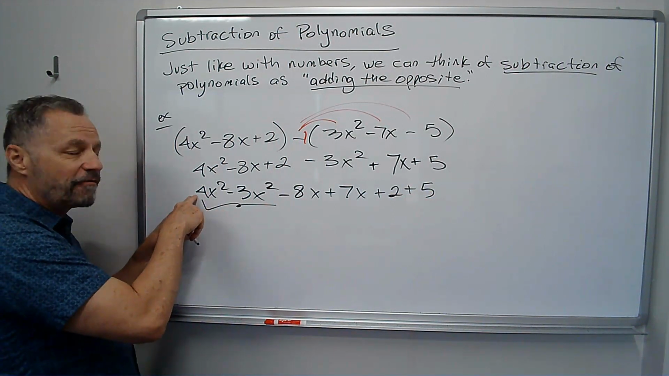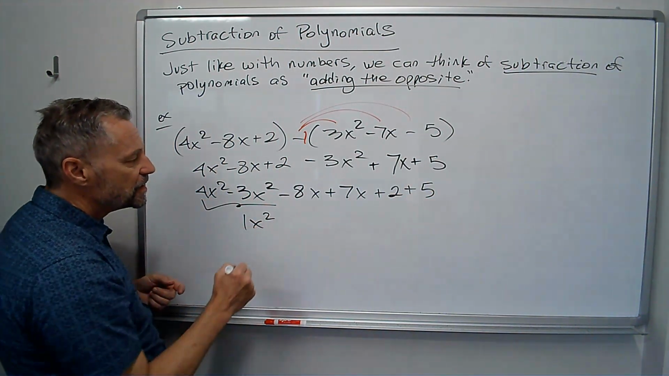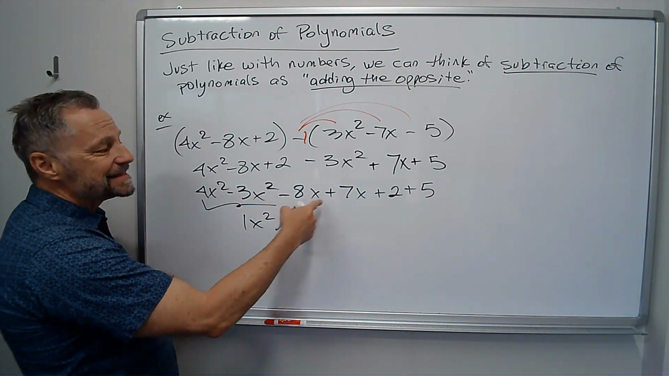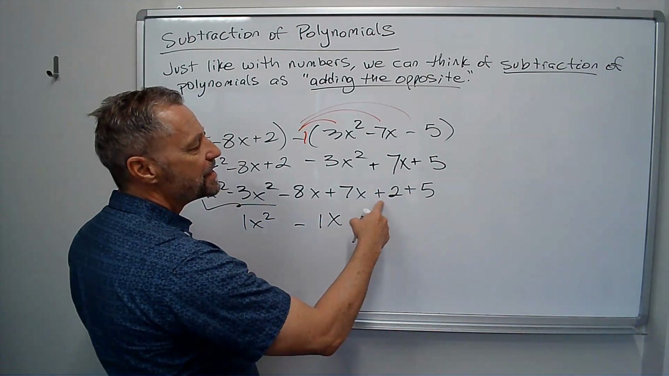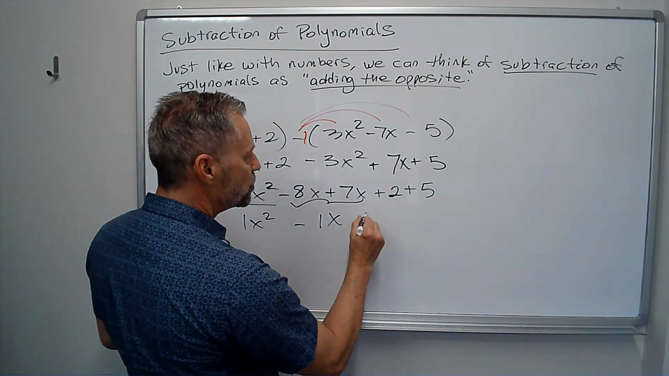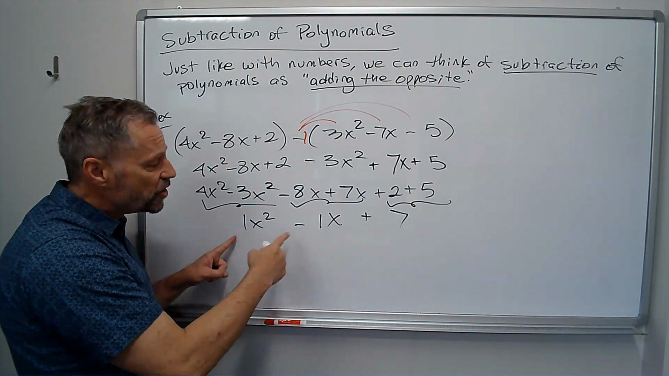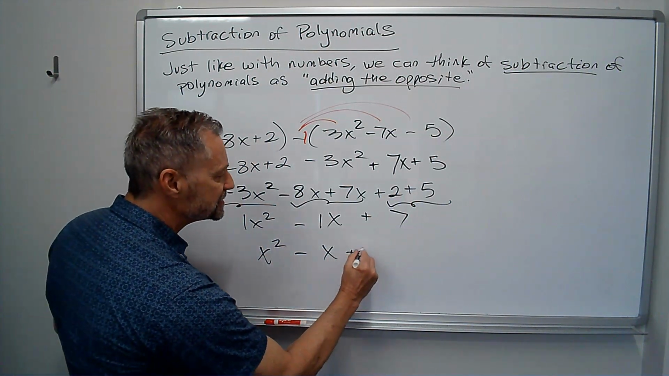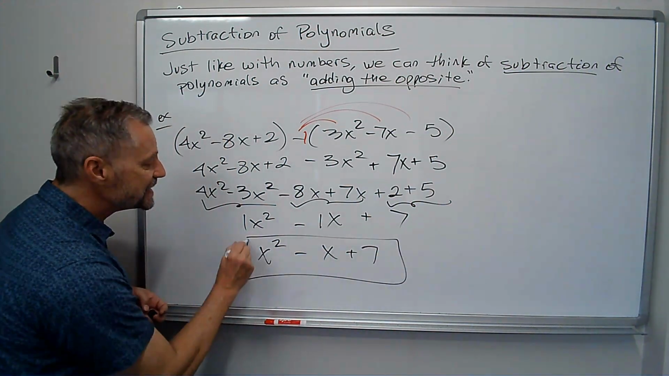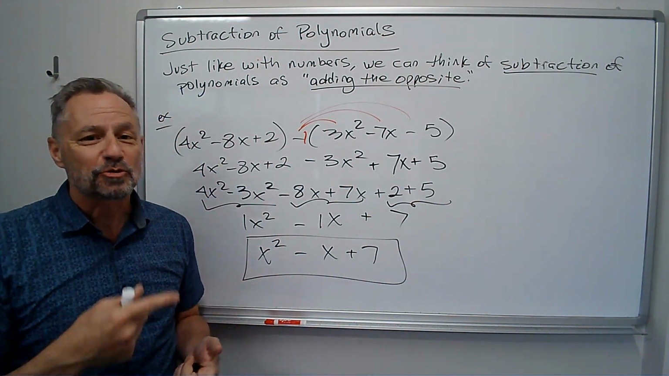Okay, if I have 4x squareds and I take away 3 of those x squareds, I still have 1x squared. The minus 8x plus the 7x, I still have minus 1x. And then the 2 plus the 5, of course, is 7. I usually don't put a coefficient of 1 here. If the coefficient is 1, we usually just write x squared minus, again, x plus 7. Those aren't like terms. That's as far as I can go. But that's the idea of subtraction of polynomials.